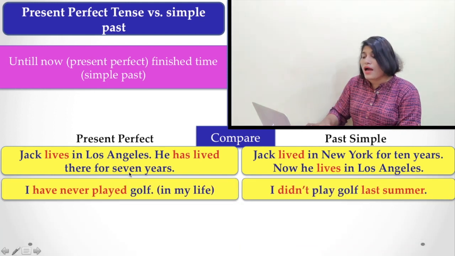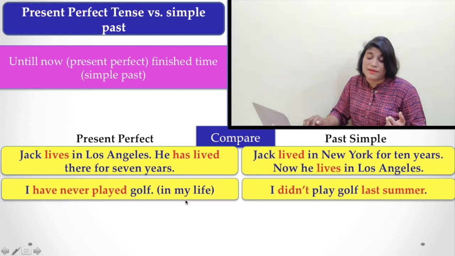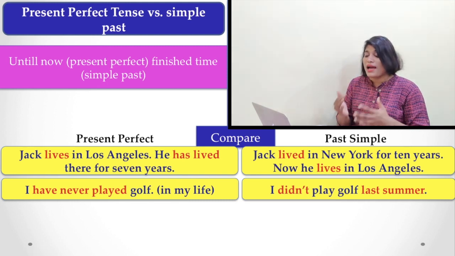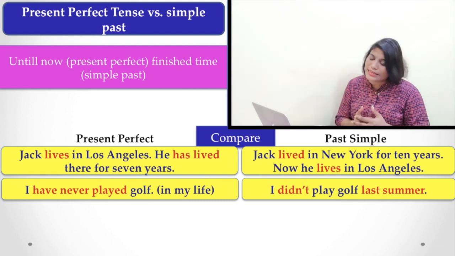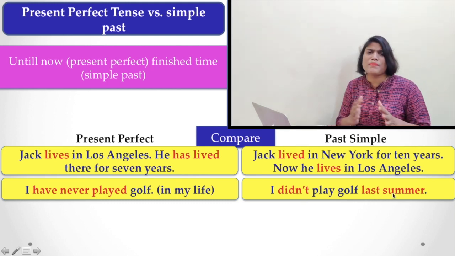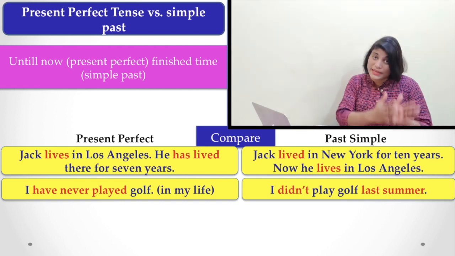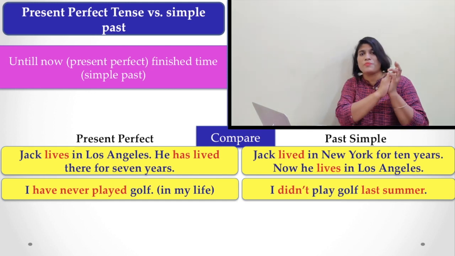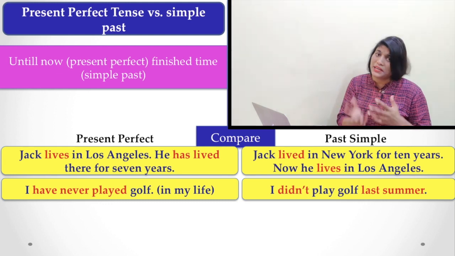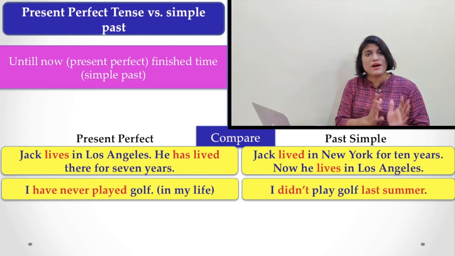And here, I have never played golf in my life. Here, when I'm talking about until now, I have to use present perfect tense. But, I didn't play golf last summer. That is, perhaps I played golf several times in my life, but last summer, that is a particular situation. In that time, I didn't play. So when I'm talking about a particular thing at a particular time, I have to use simple past tense instead of present perfect.